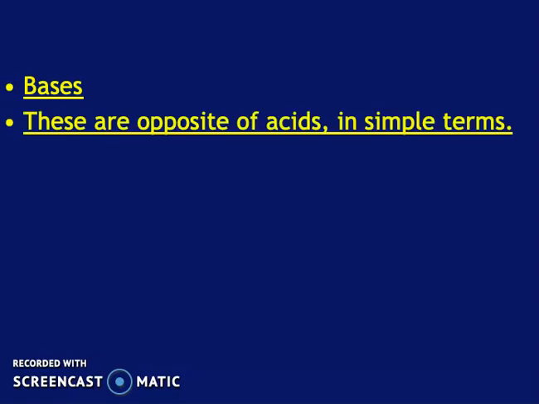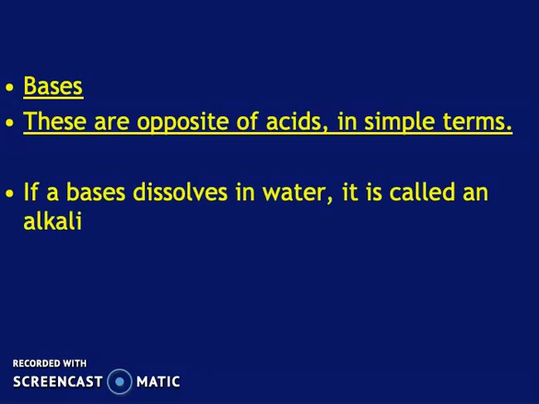Now the last thing that we're going to talk about is bases. Bases, as far as we're concerned, are the opposite of acids, and on Thursday we'll figure out a better definition for a base. Now here's the thing: if a base dissolves in water, it is called an alkali.